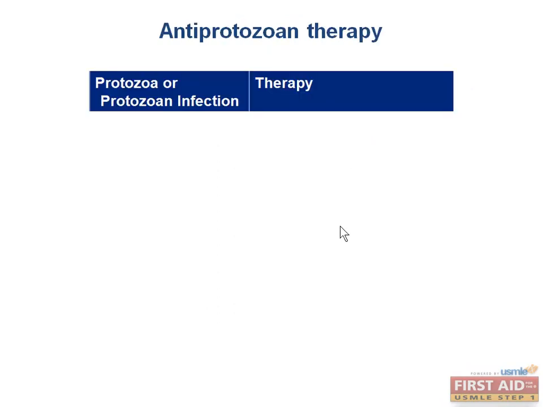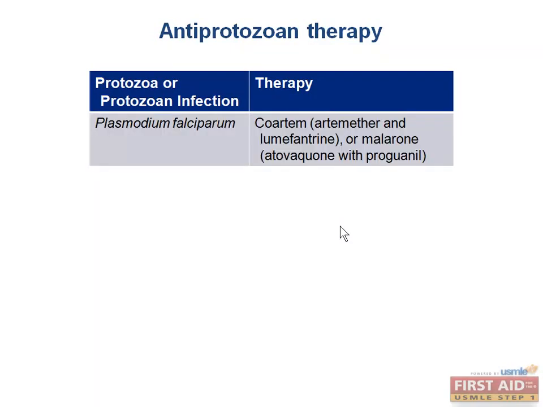Okay, so now we're going to review the antiprotozoal drugs. I'm going to show you this table which I'll go over, which discusses all the different antiprotozoan therapies. For Plasmodium falciparum, the treatment is either Coartem, which is artemether and lumefantrine, or Malarone, which is atovaquone with proguanil.